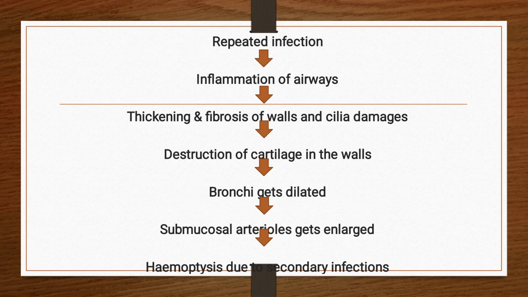Now the bronchial arteries which are present in the airways, that is bronchi. So once the bronchi get dilated, these bronchial arterioles also get enlarged, that is submucosal bronchial arterioles also get enlarged. Usually these bronchial arteries are very thin, they are less than 1.5 millimeter. Once the caliber exceeds, that is more than 2 millimeter, significant hemoptysis is seen, that is mainly due to the secondary infections.